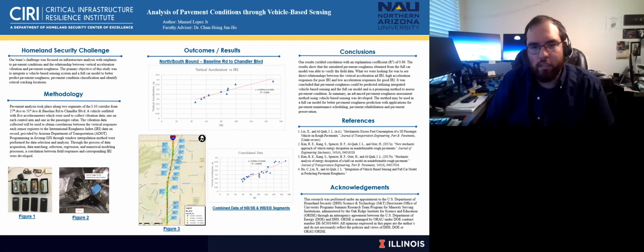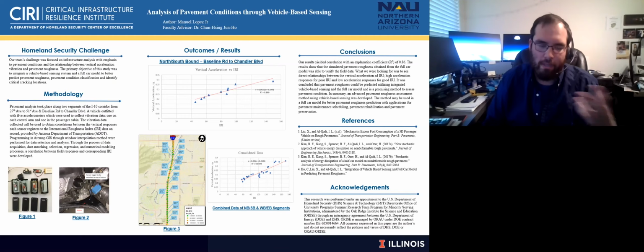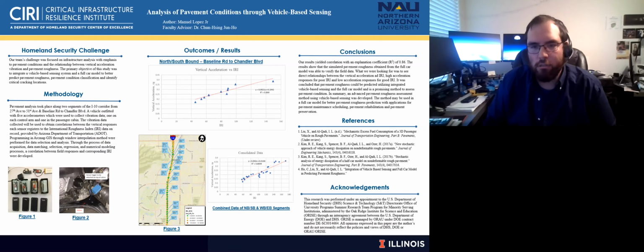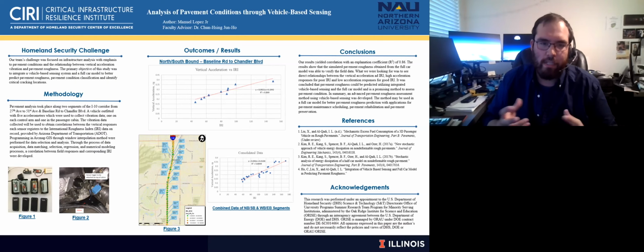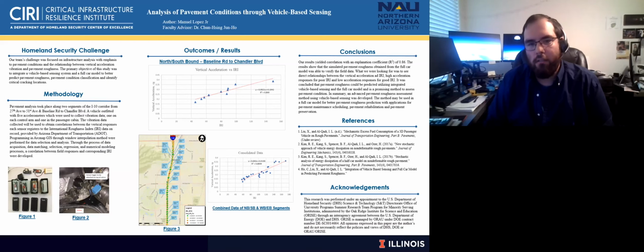The smaller graph I have shown is a consolidated graph from both my partner's research and mine. Our consolidated R-squared value was 0.85, which still maintains that strong correlation, which does verify field data to IRI.